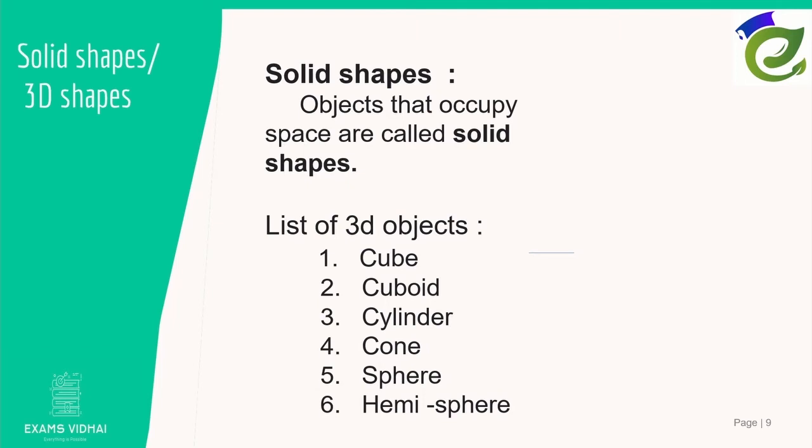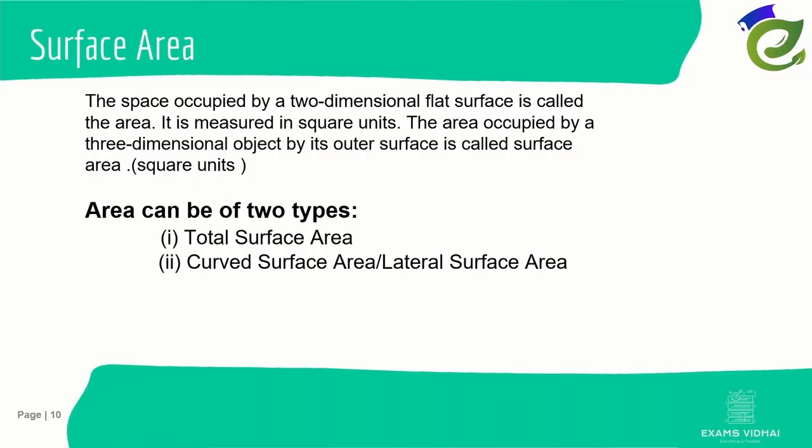Now, solid shapes or 3D shapes. Objects that occupy space are called solid shapes. Here is the list of 3D shapes: cube, cuboid, cylinder, cone, sphere, hemisphere. These are general 3D objects or solid shapes. Now, surface area. The space occupied by a two-dimensional flat surface is called the area. It is measured in square units, obviously. The area occupied by a three-dimensional object by its outer surface is called surface area. Surface area can be of two types: total surface area, and the next one is curved surface area. Curved surface area is also known as lateral surface area.